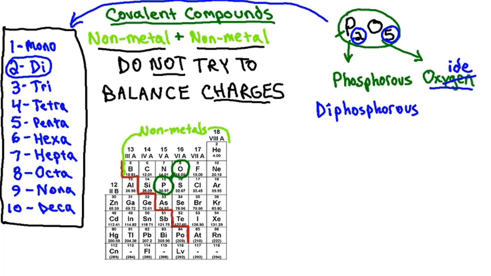and then we have 5 oxygens, and if you look over at the chart, the prefix for 5 is penta. So the second word is going to be pentaoxide. Or since these two are both vowels, we can get rid of the a for penta and we can just put pentoxide.